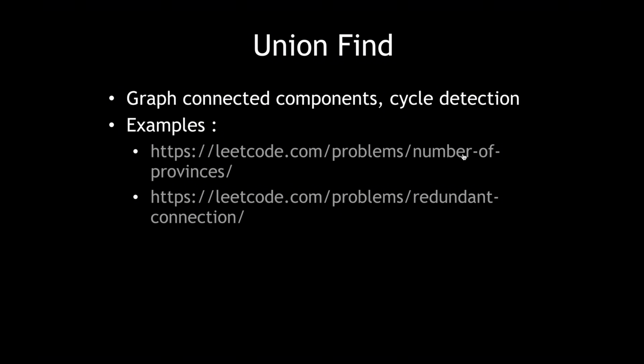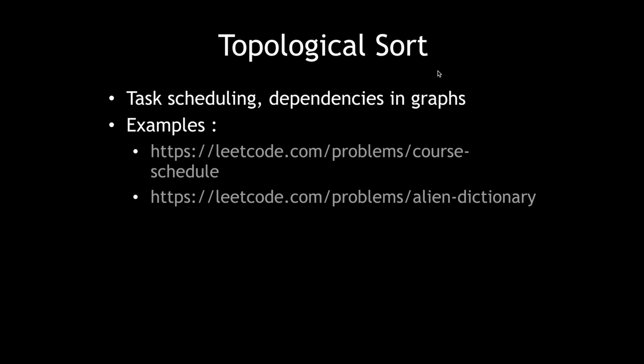The 11th pattern is union find, also called disjoint set. It's used for graph problems involving connected components or cycle detection. Examples would be number of provinces and redundant connection. And the 12th and the last pattern is topological sort. It's used for task scheduling and resolving dependencies in graphs. Examples would be course schedule and alien dictionary.